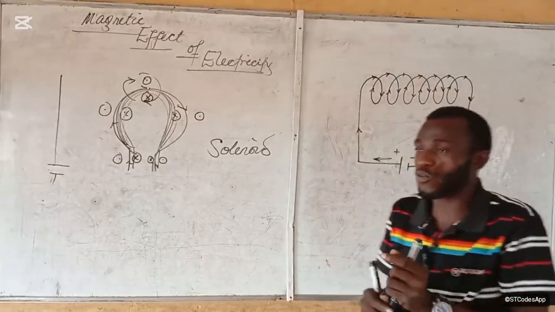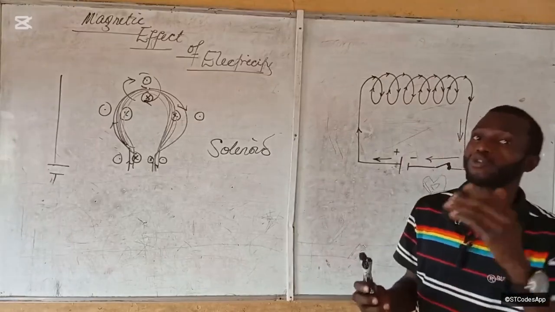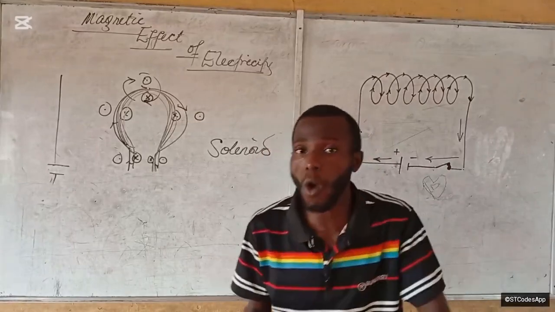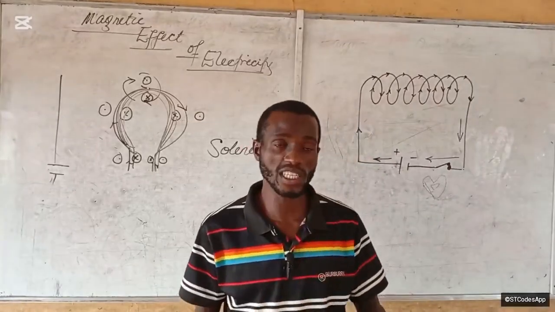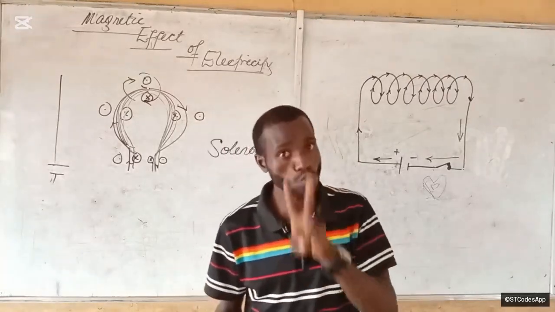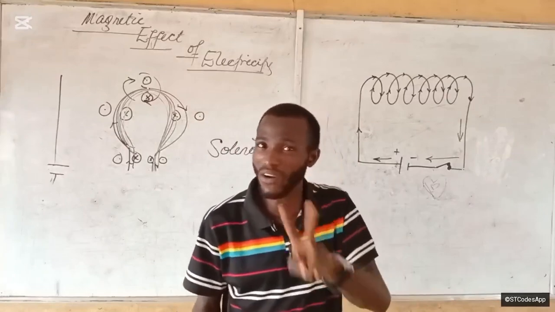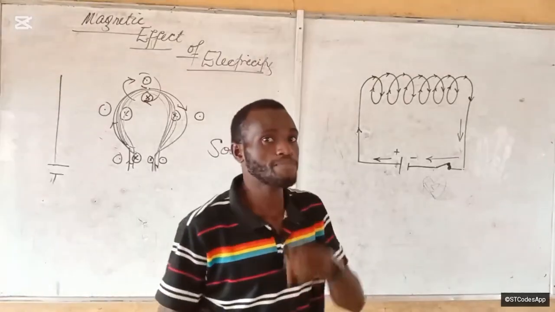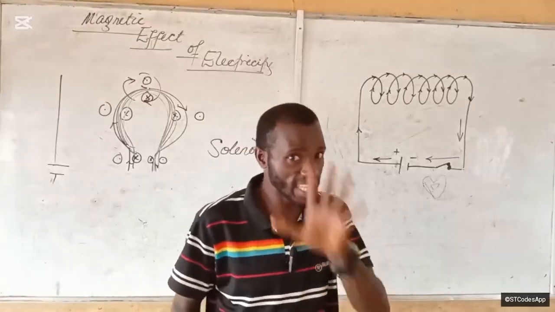Now look at what I'm going to do for you. I'm going to show you how to know, because this is going to become a magnet, how to differentiate the north from the south. There are two techniques I'm going to show you. The first technique is crude, but it will help you better understand the right hand rule that we use. The second technique is going to be a very easy one.